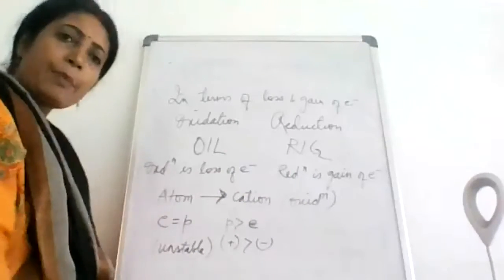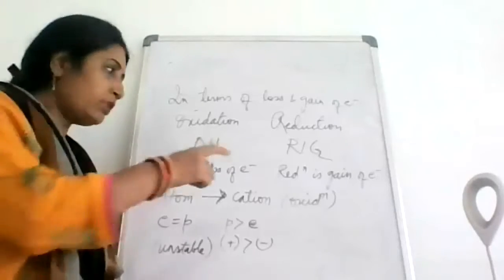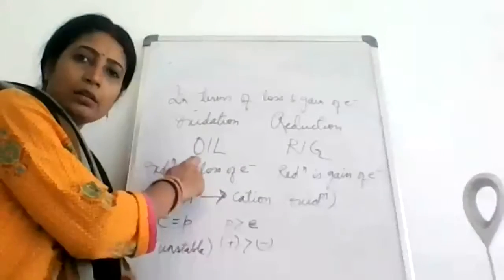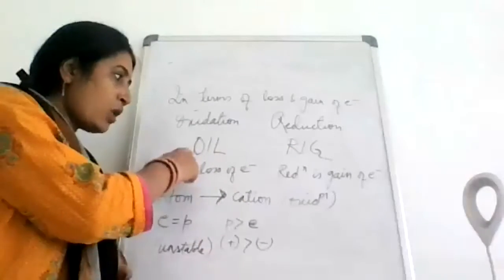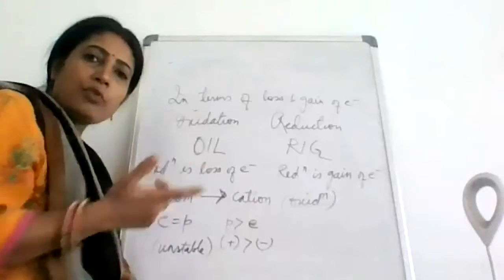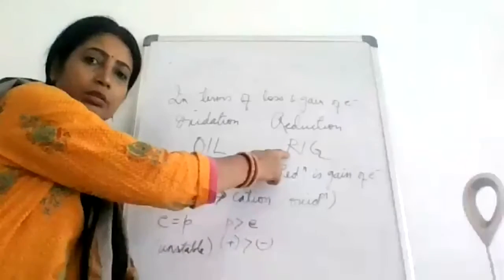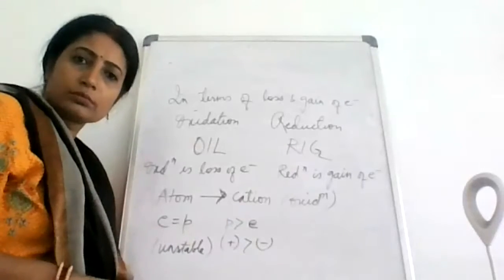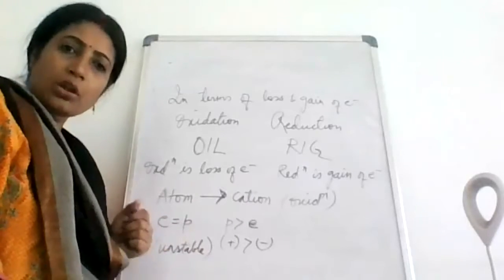Now, how will you remember this? For that purpose, I have given you one word, OIL, and another word, RIG. What does OIL refer to? O for oxidation is loss. Loss of what? The loss of electron. Reduction is gain. Gain of what? The gain of electron. Now, how are we telling that this is a loss or gain of electron?